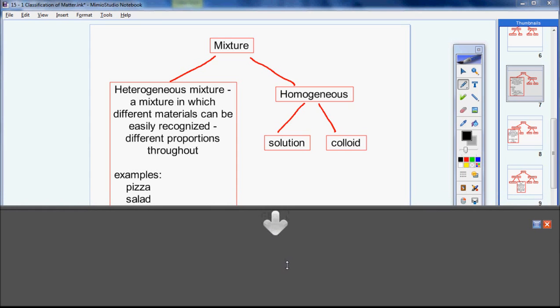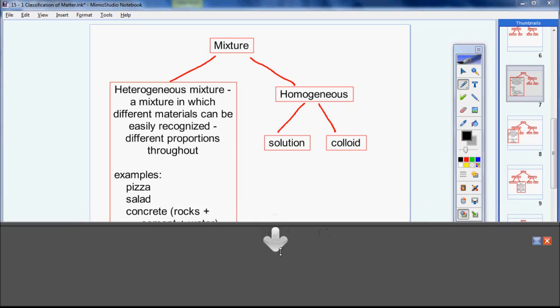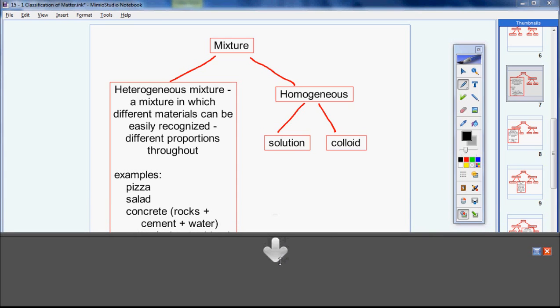Salad, once again, that's a pretty simple one to identify. Different places in your salad bowl will have different proportions, and you'll be able to easily recognize the different pieces and parts inside your salad. Another example is concrete. You may not think about concrete as being a mixture, but it is, even when it's dried out.